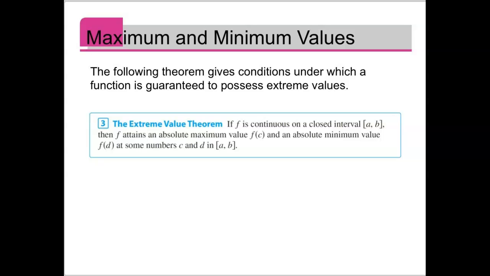So any function that's continuous on a closed interval. The closed interval part just means it has to have endpoints. Any function that's continuous on a closed interval will attain a maximum and a minimum. Specifically, an absolute maximum and an absolute minimum. The way I drew it, those would be the endpoints.